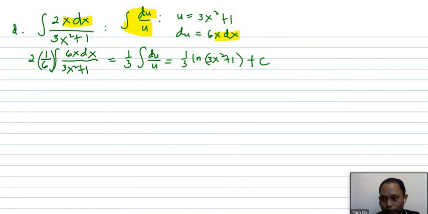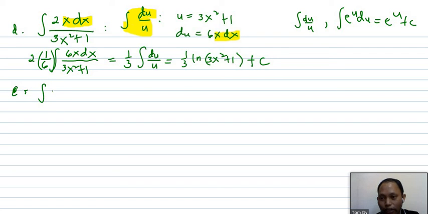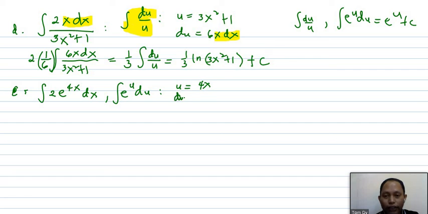Now another example, we have here letter E, which is our formula. Take note, besides the integral of du over u, we have the integral of e to the u du, which is equivalent to e to the u plus c. So we will have an example for this particular problem. The integral of 2e to the 4x dx. If we want to use the formula e to the u du, then we have to check our u. Our u for this case is 4x, and then the derivative of u is equivalent to 4 dx.